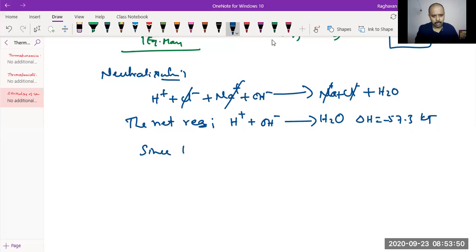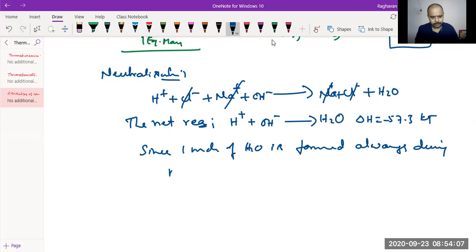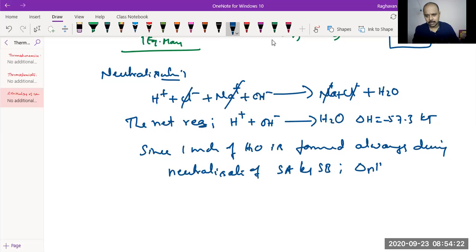So since 1 mole of water is formed always during neutralization of strong acid by strong base, heat liberated, enthalpy of neutralization, is constant, that is minus 57.3. Okay, 57.3. Is it okay? So this is about why heat liberated.